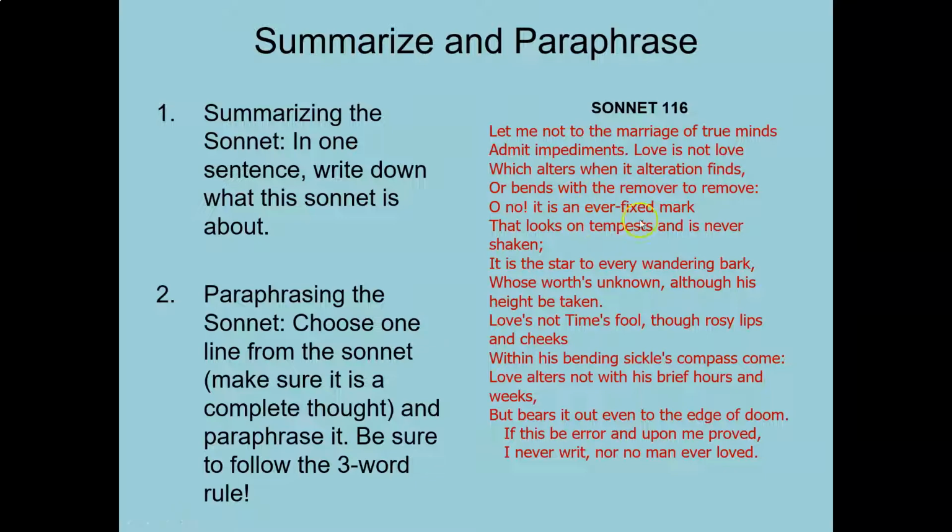So an ever fixed mark basically means it's something that does not move, kind of like a compass. It just stands firmly in place. And it says it looks on tempests. Tempests are storms. They're violent storms. But despite the storms that it encounters, it's never shaken. I mean, how beautiful is that?